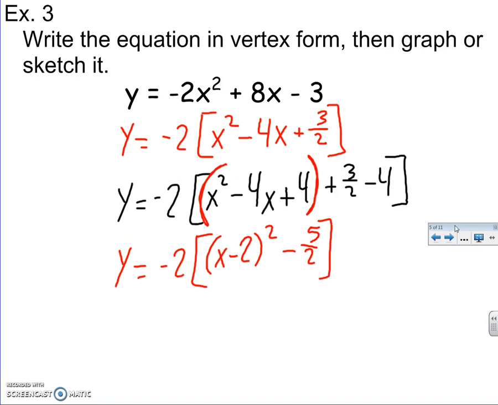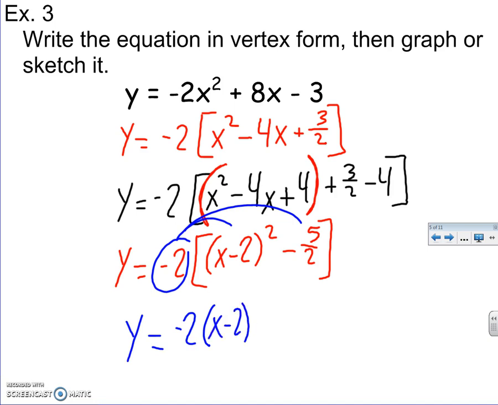And last, I have to distribute this number I factored out back in. So this is going to multiply both of these. So I end with -2 in front of this. And I multiply that by negative 5 halves, I get +5. So that's the answer in vertex form.